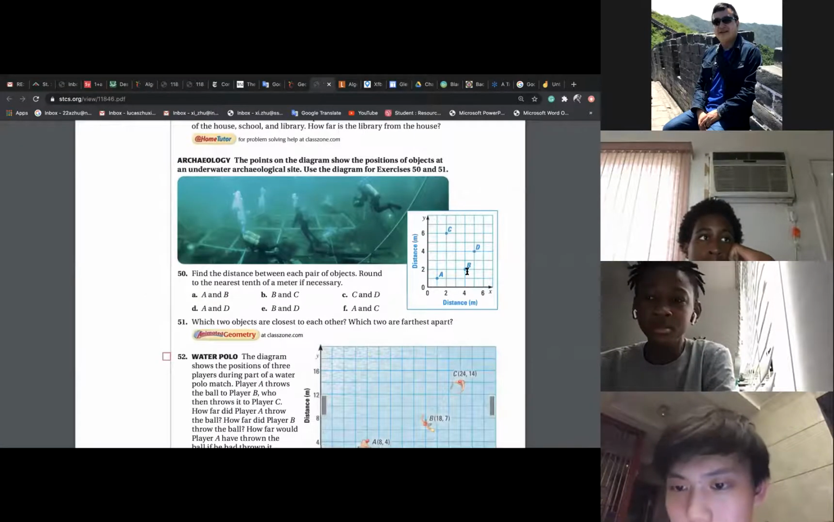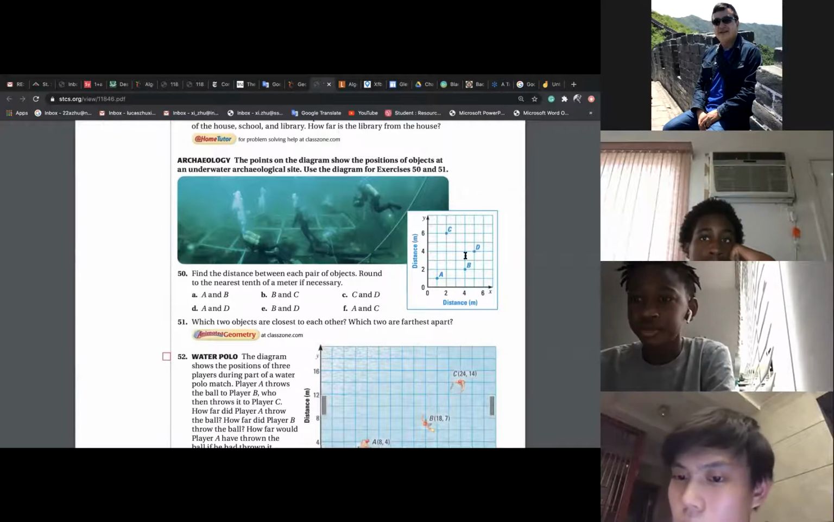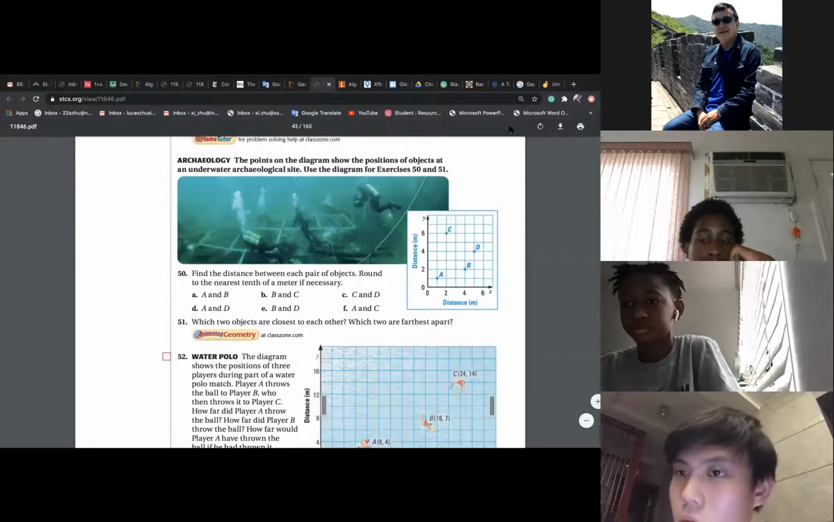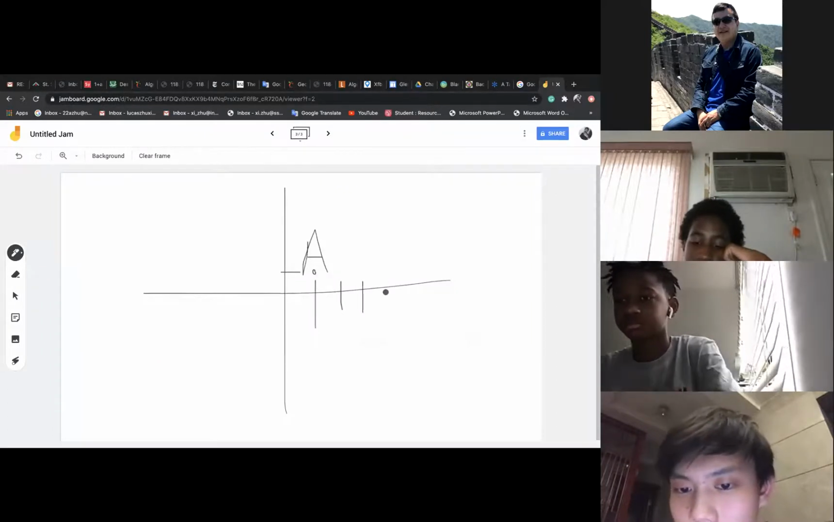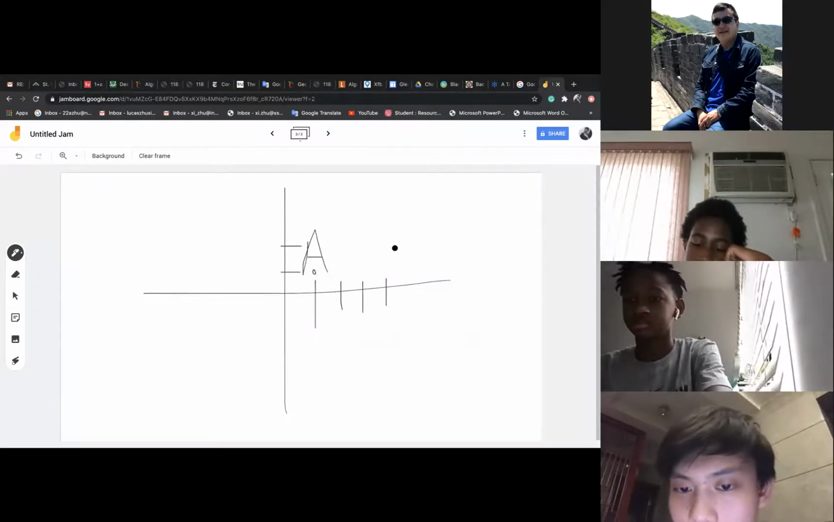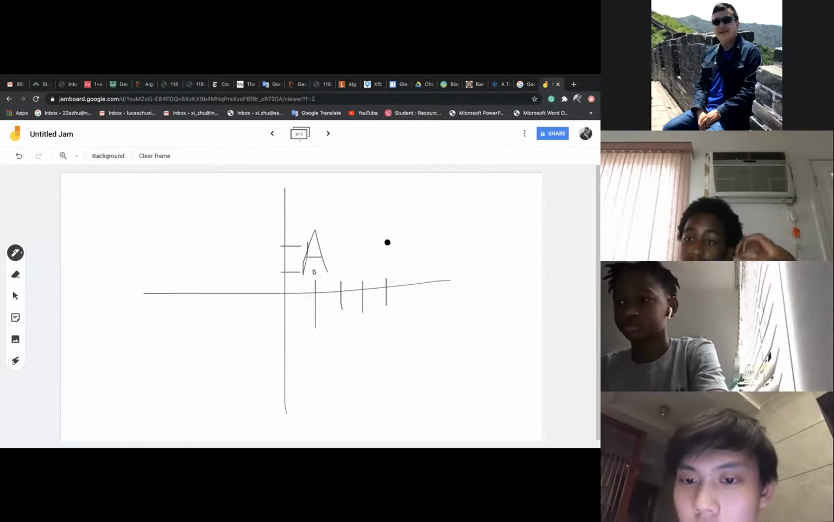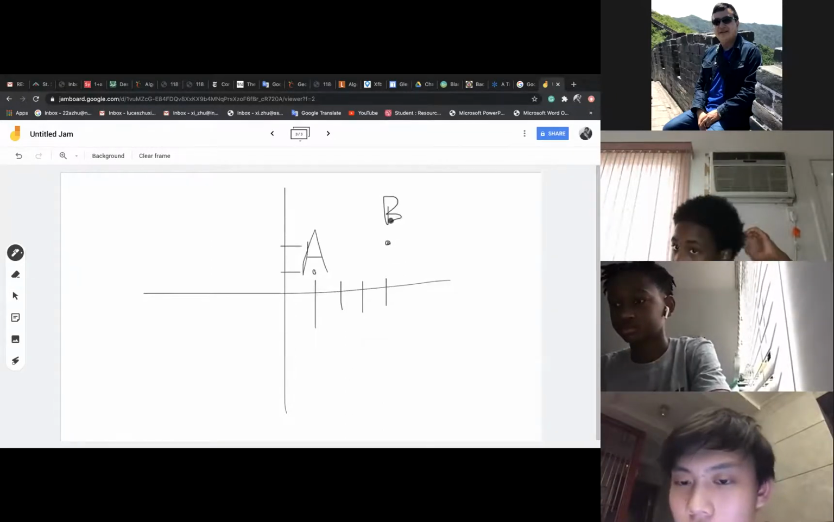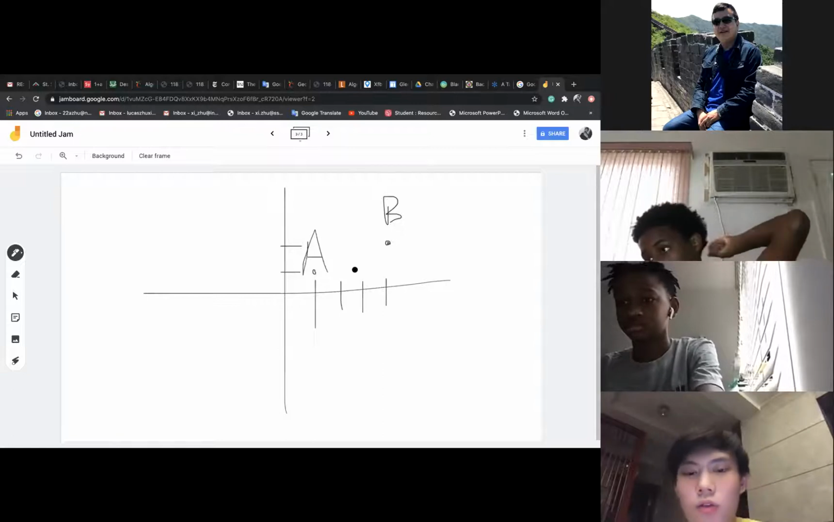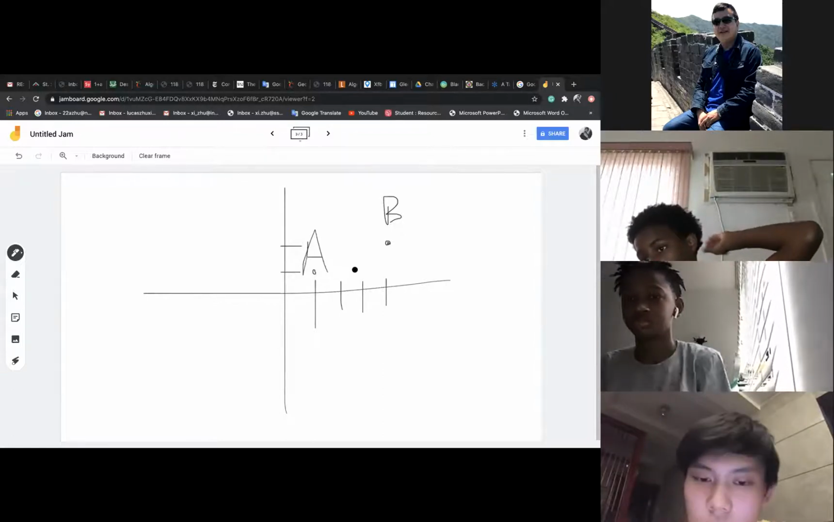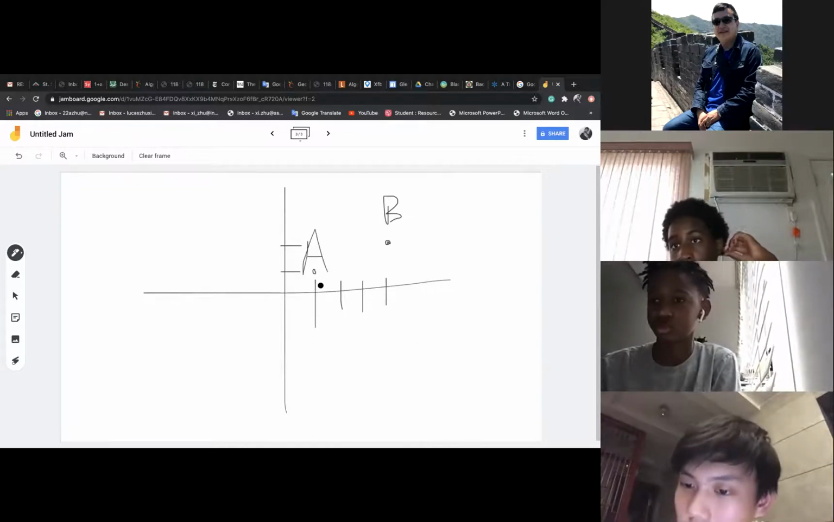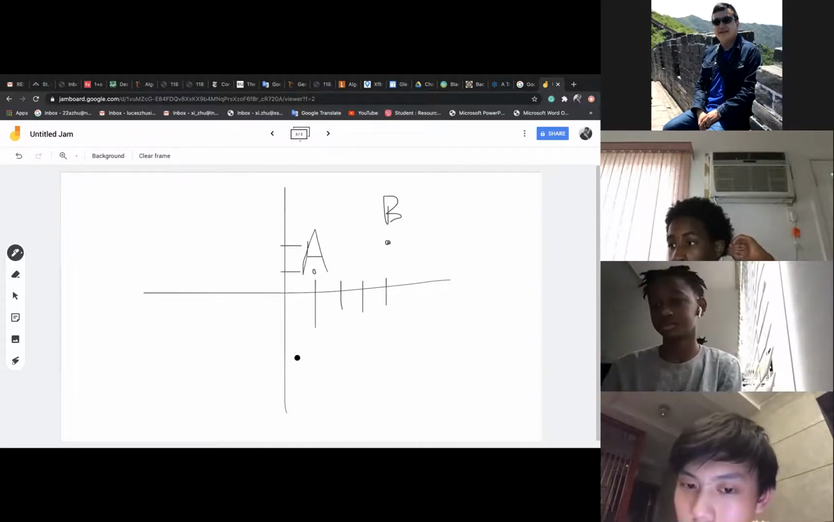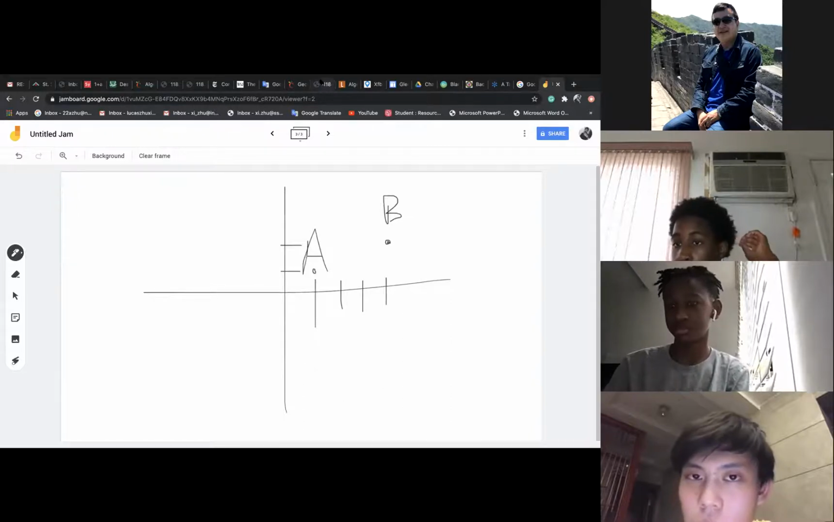And what's the coordinate for B? 4, 2. 4, 2, right? So now you have 2 coordinates, and you know the coordinates. You know 2 points, and you know their coordinates. So what do you do now? Distance formula. Yep. So we're just gonna plug it in, right?